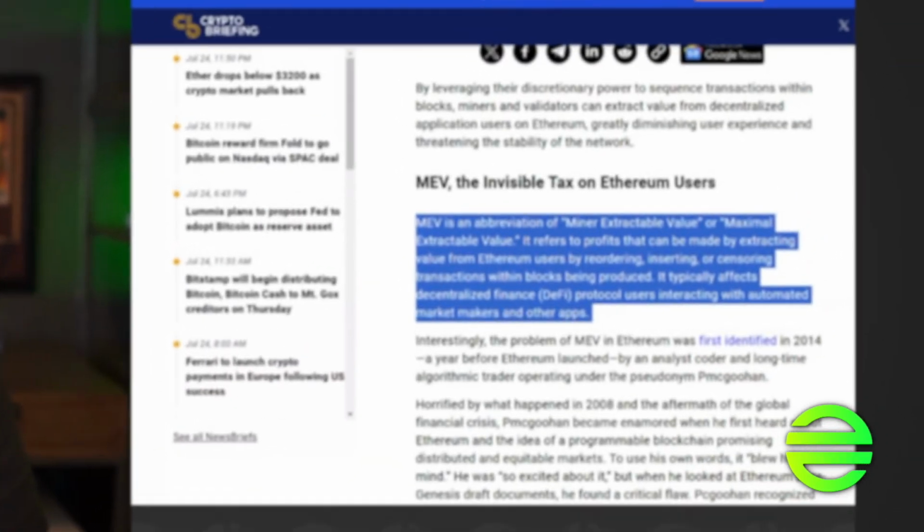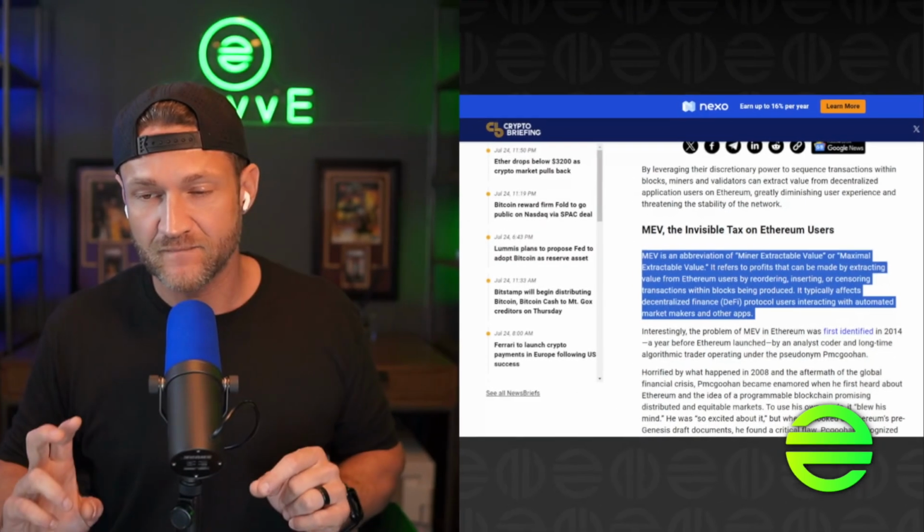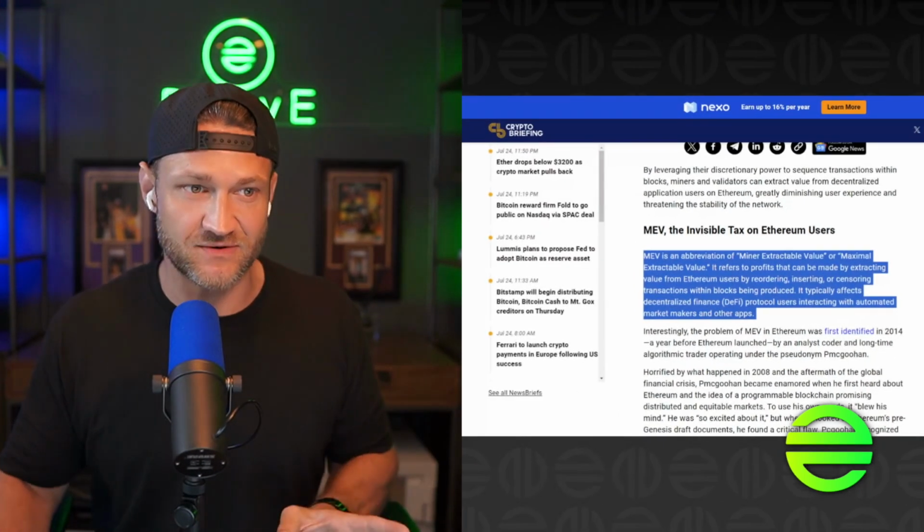So MEV, they call it the invisible tax on Ethereum users. MEV is an abbreviation of minor extractable value or maximal extractable value. And it refers to profits that can be made by extracting value from Ethereum users by reordering, inserting, or censoring transactions within blocks being produced. And it typically affects decentralized finance protocol users interacting with automated market makers or other apps. What does that actually mean? Now, that's a question we need to answer.